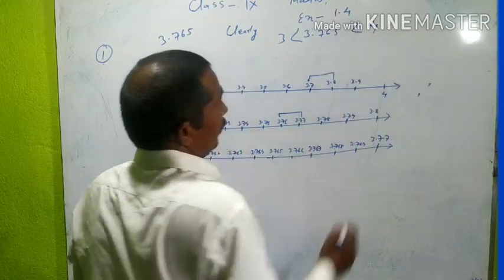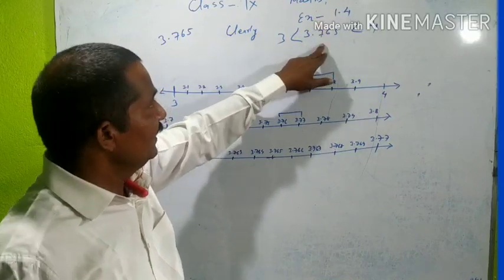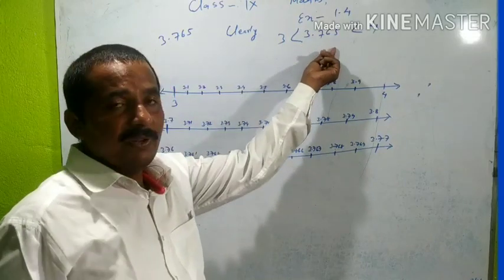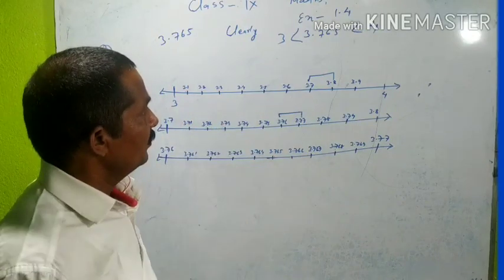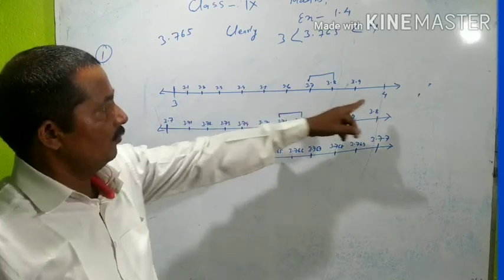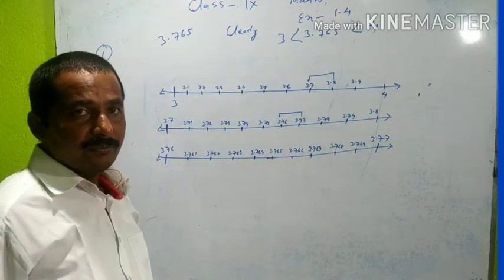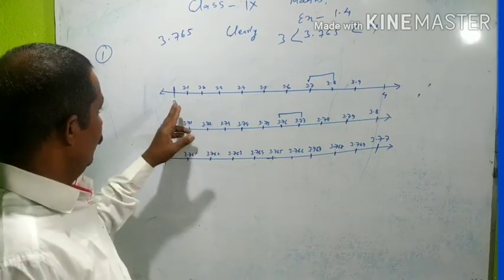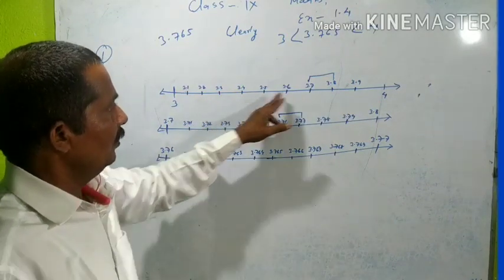Keep in mind, it is more than 3 but less than 4. That means this number will lie between 3 and 4. On the number line, I have taken these 2 points, 3 and 4. Between 3 and 4 there are so many numbers now. As you know, there are countless numbers between any two numbers. So between 3 and 4, the numbers are 3.1, 3.2, 3.3, 3.4 up to 3.9.